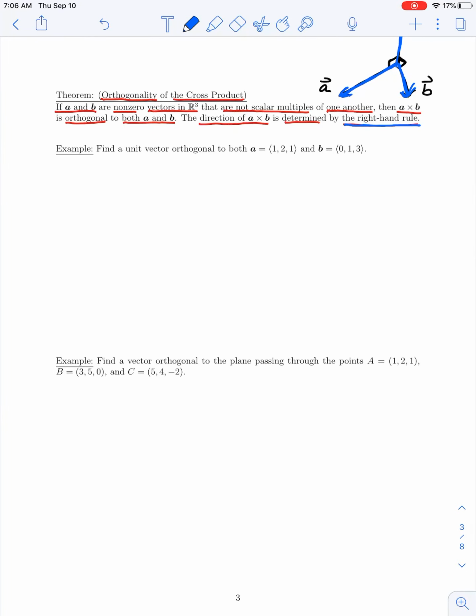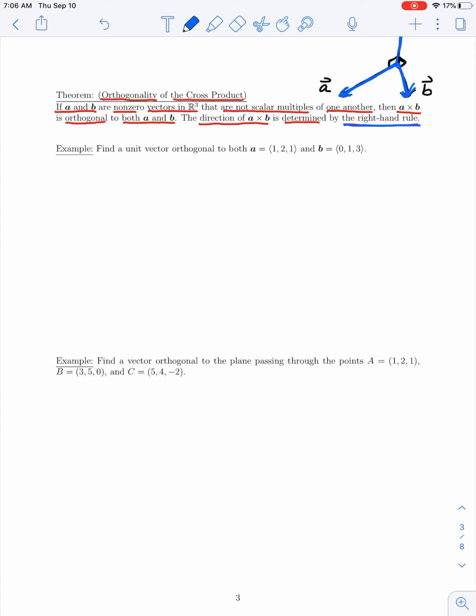This property of the cross product of two vectors is something that will be very useful throughout this semester. We'll make use of that orthogonality property several times. So let's look at an example. Here we're asked to find a unit vector which is orthogonal to both the vectors A and B.